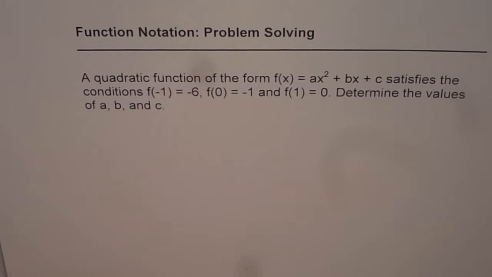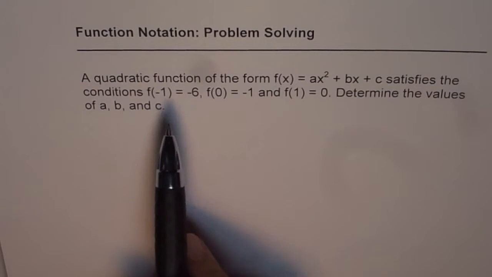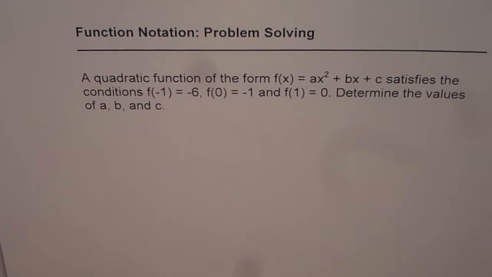Function notation problem solving. Here is an interesting question. It says a quadratic function of the form f of x equals ax squared plus bx plus c satisfies the condition f of minus 1 equals minus 6, f of 0 equals minus 1, and f of 1 equals 0. Determine the values of a, b, and c.